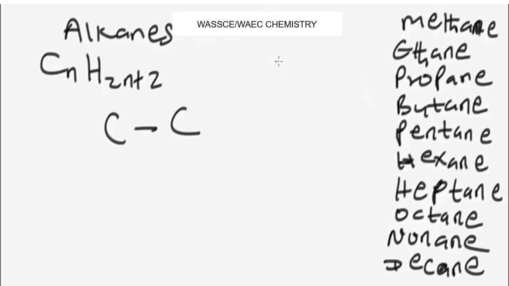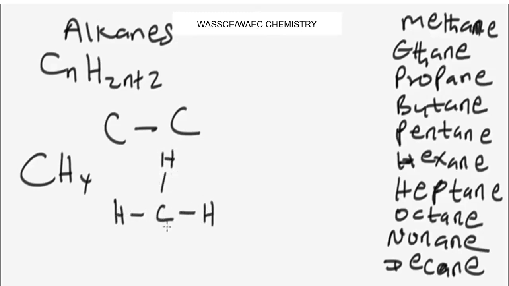Now let's say we want to draw the structure of methane. Methane has the chemical formula CH4. So methane has one carbon atom and 4 hydrogen atoms. So the structure of methane will be, okay, this will be the structure of methane. It's a saturated hydrocarbon, saturated with hydrogen atoms, and it has a single bond in its structure.